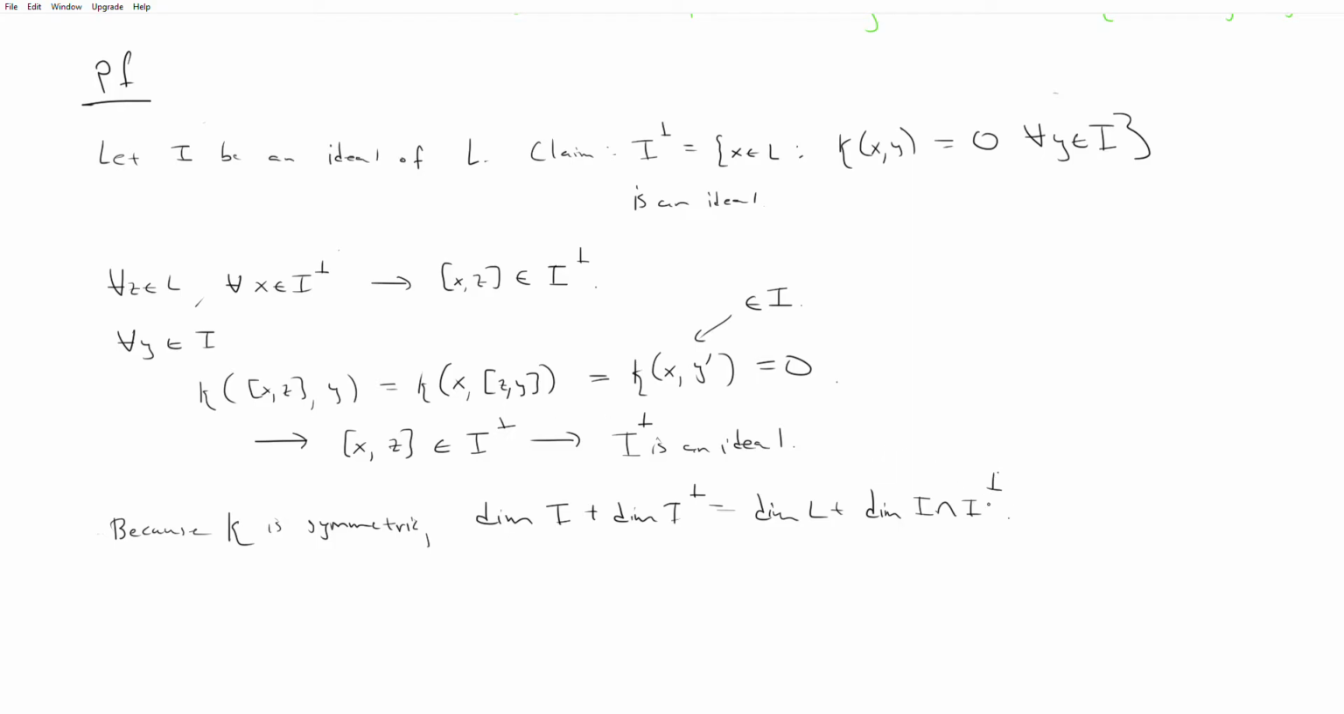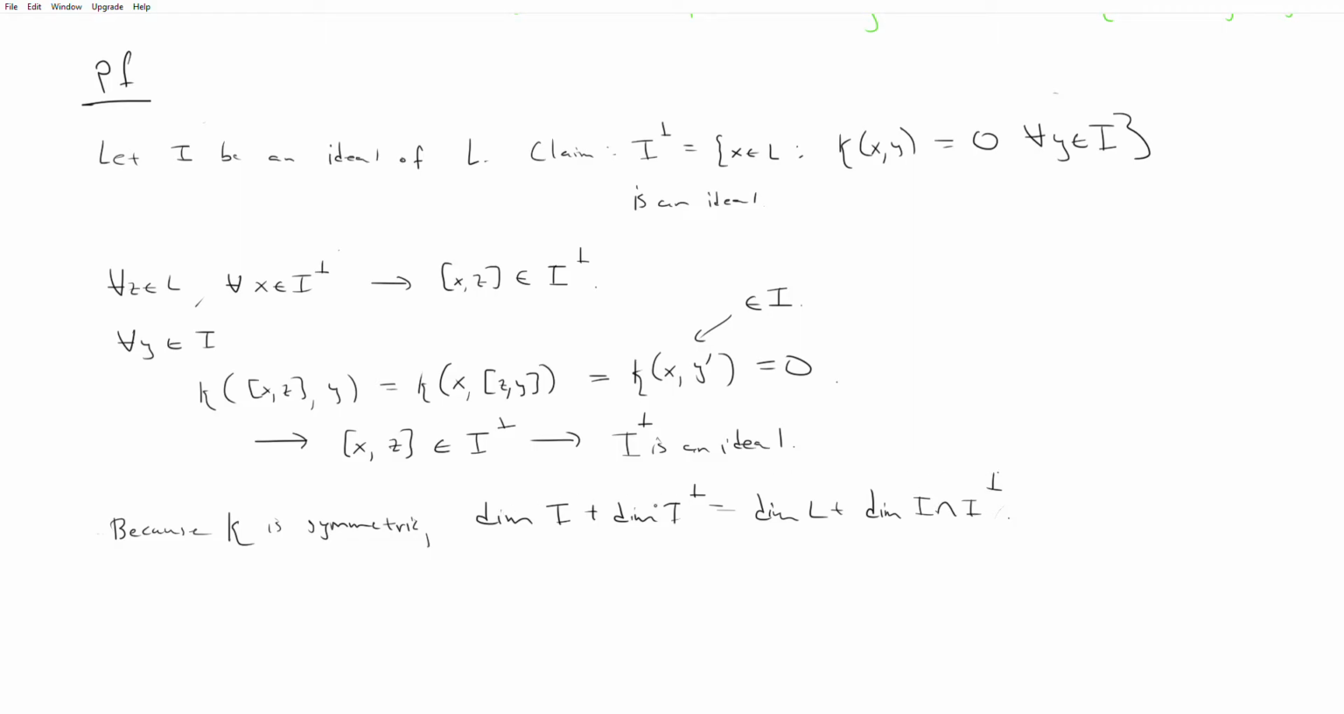And so this is because of this. This is just a course in symmetric bilinear forms. We'll show this. I won't prove it here, but I hope this is familiar. And so we're going to use this result. If we can show that I intersect I perp is equal to 0, then we're done.